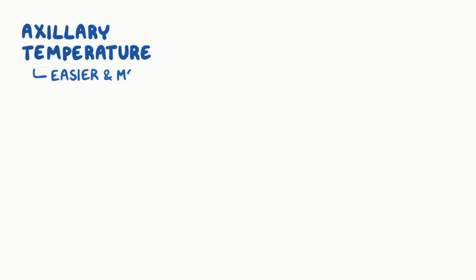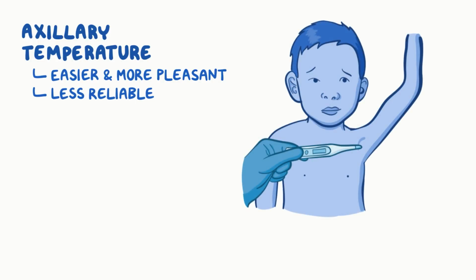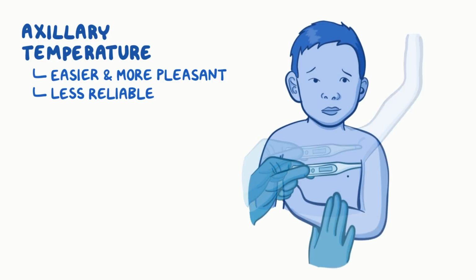For Sam, the axillary temperature route is easier and more pleasant than the rectal route. However, it may be less reliable than other methods because Sam's skin temperature might rise artificially. Place the thermometer deep into the axilla and hold Sam's arm close to his body.